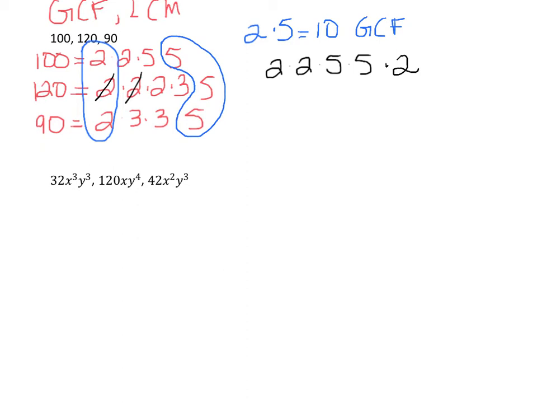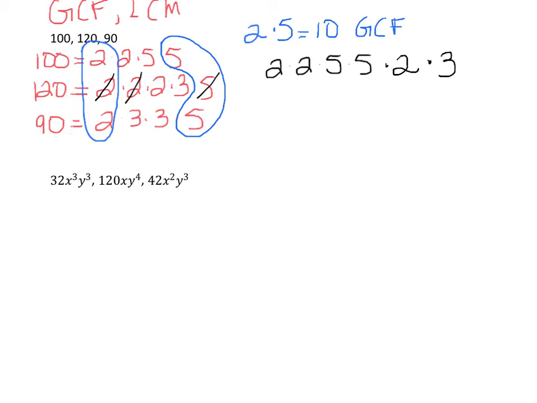Then I look, there's a 3. Do I have a 3? There are no 3's, so I need to include a 3. And then there's a 5. I've got a single 5 here, which means I can't replace that 1 5. Now I've finished with the factors of 120.